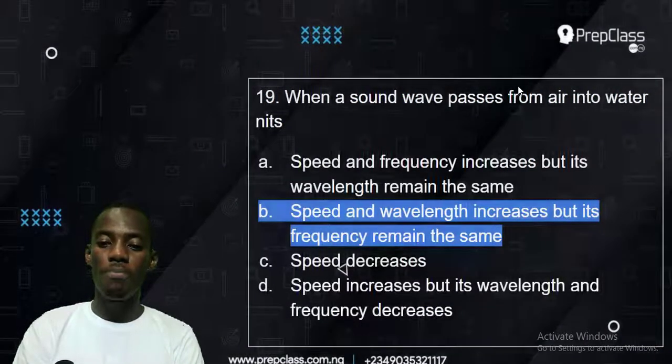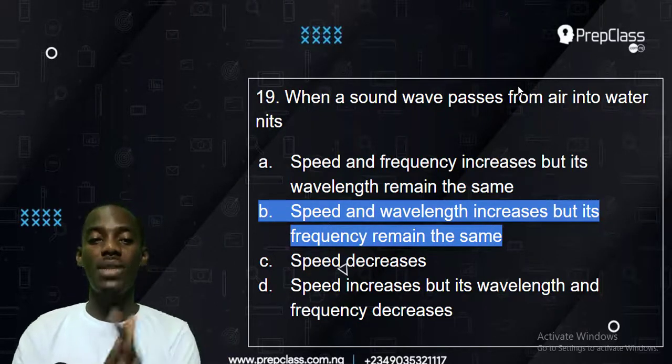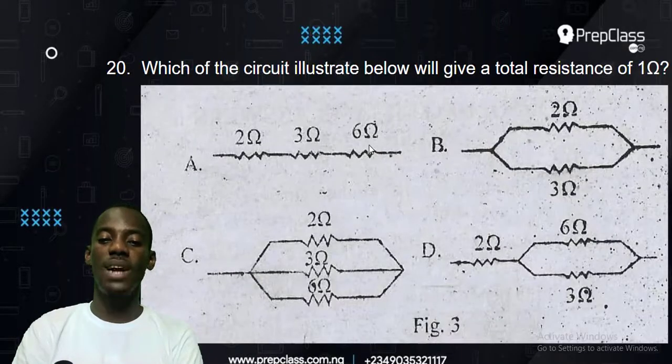So that is the answer to the question, making option B the correct answer. Speed and wavelength increase, but its frequency remains the same. For any wave that is diffracting, the frequency remains the same because it is changing from air medium to water medium. The frequency remains the same. Okay, so that's the answer to number 19. Now let's talk about number 20.